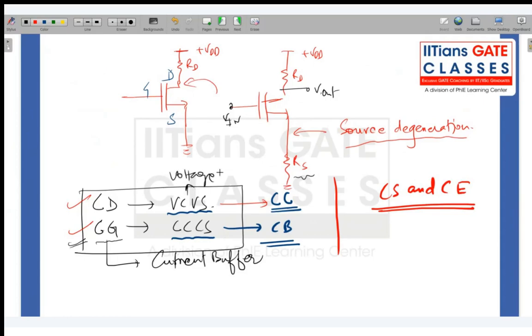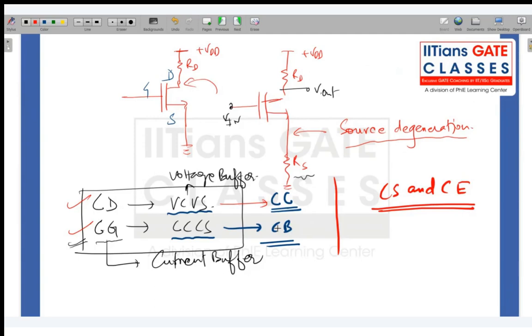So what does a voltage buffer mean? From the voltage buffer you can't get enough voltage gain. The voltage gain will be unity, and the current gain will be high, because overall what matters in the amplifier is the power gain. And power gain is basically the product of voltage gain and current gain.